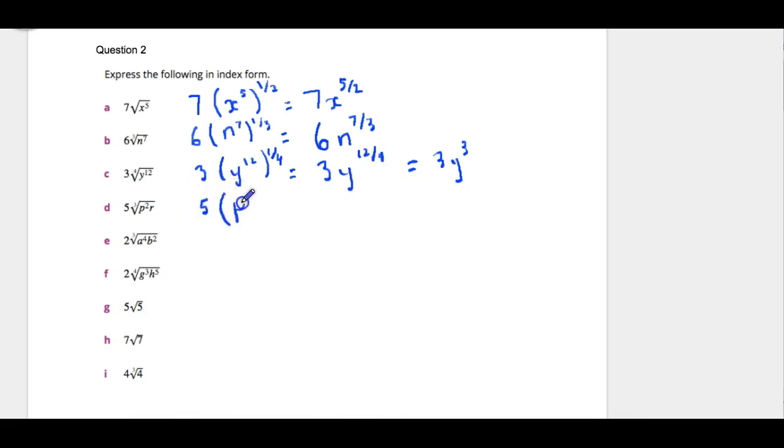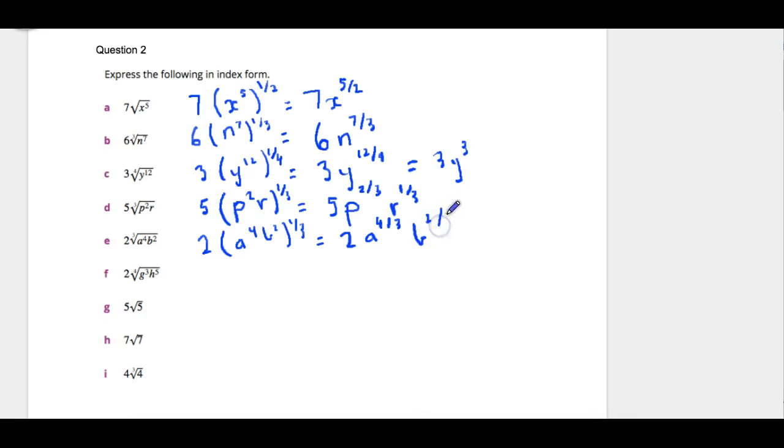5, in brackets, p squared to the power of 1/3, sorry. I'm getting distracted by the bird. Okay, so p squared, so that becomes 2/3. And then r to 1/3. Okay, bring that 2, we've got a 4, b 2, power of a third. 2a 4/3, b 2/3.